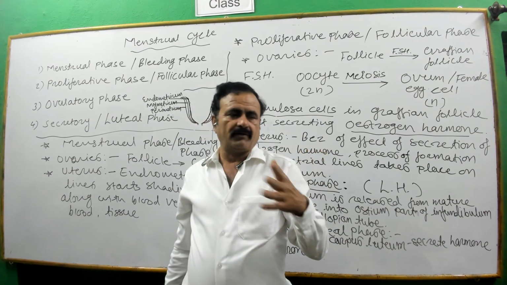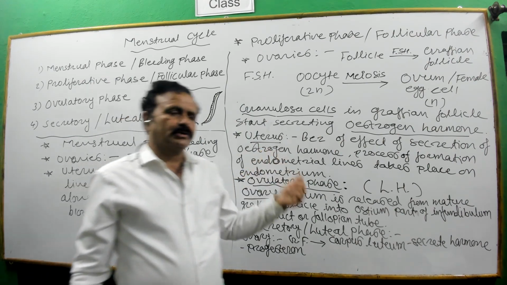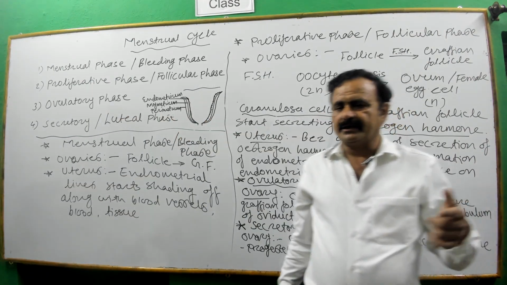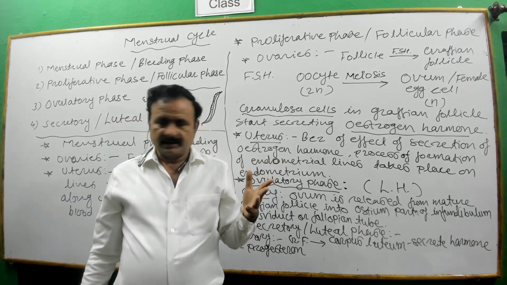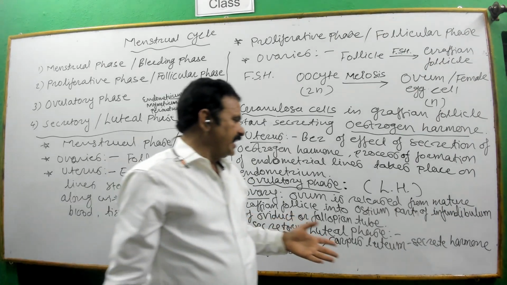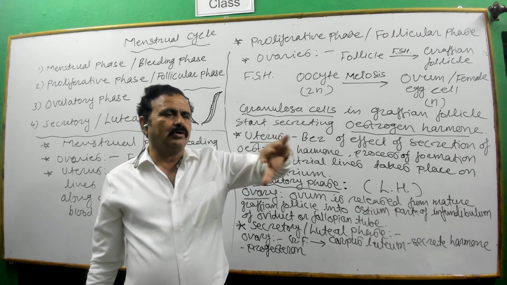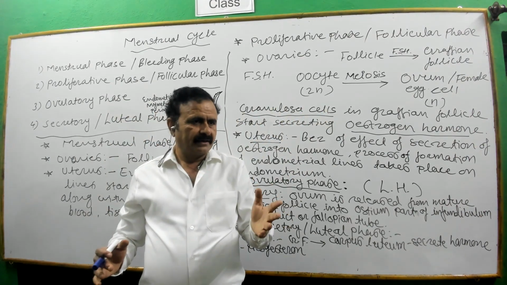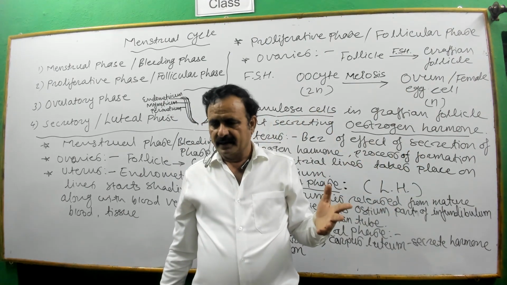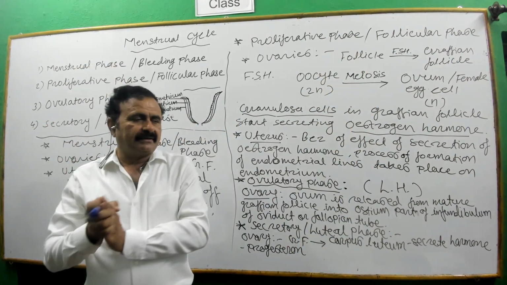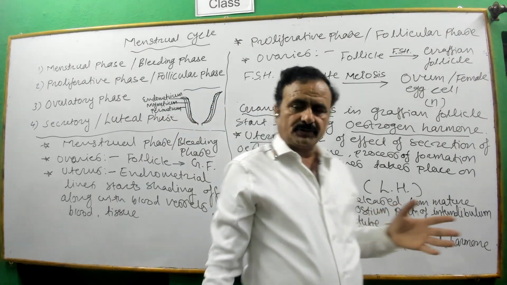Means the process of formation of endometrial lines along with blood vessels and favorable conditions takes place in the endometrial walls of the uterus under the effect of two types of hormone, estrogen and progesterone. Estrogen is secreted by the granulosa cells which are present in the Graafian follicle. And progesterone is secreted after the ovulation of the ovum, from the ruptured Graafian follicle. The remaining ruptured part of the Graafian follicle is now called the corpus luteum.